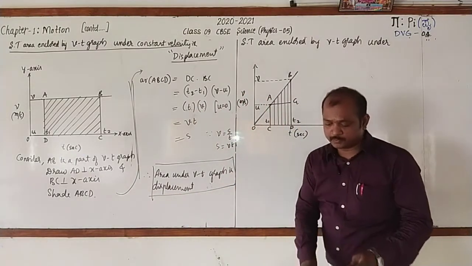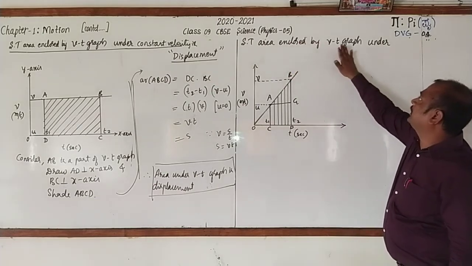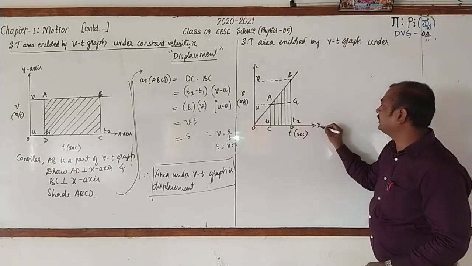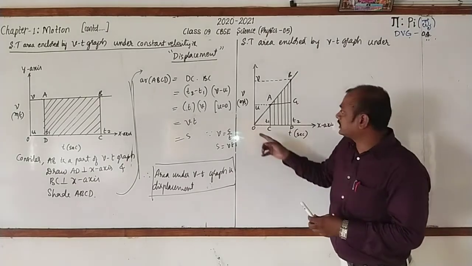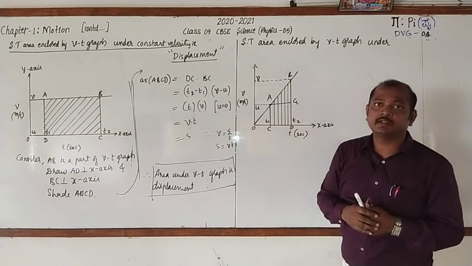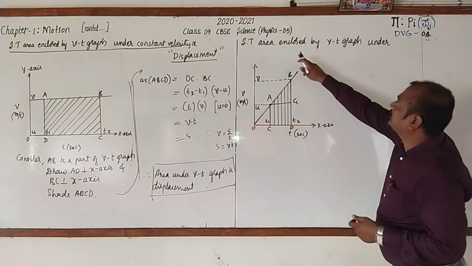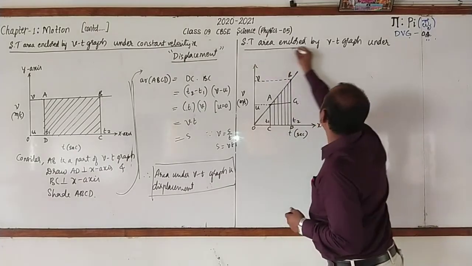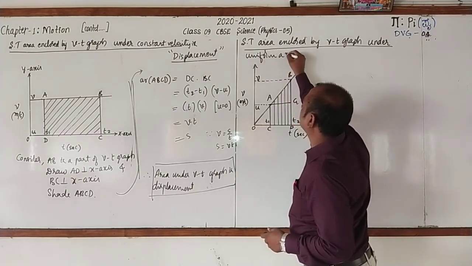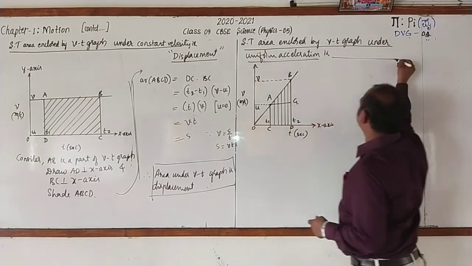Okay. Now let's move on to another one. Just observe it. Show that area enclosed by Vt graph under what? Just by observation only, you will be able to tell that the nature of the graph is straight line with respect to Vt. What does straight line indicate? It is uniform acceleration. So here I write, show that area enclosed by Vt graph under uniform acceleration is what? That is to be found out now.